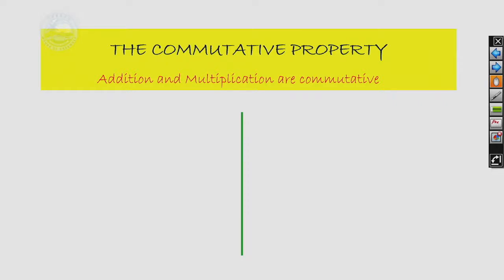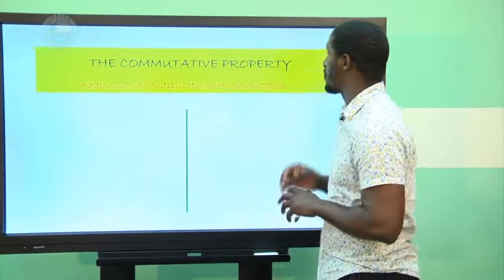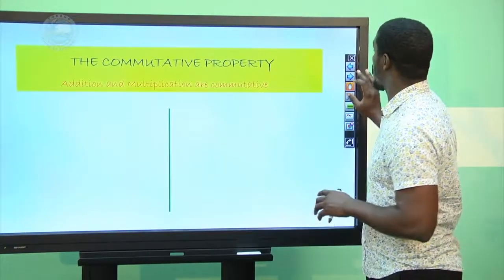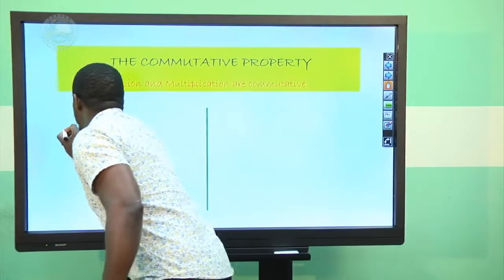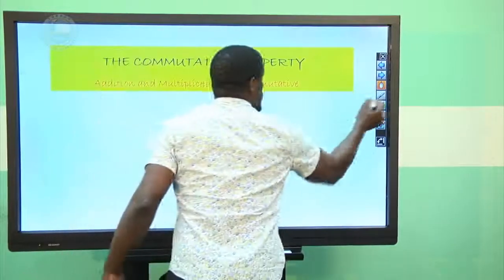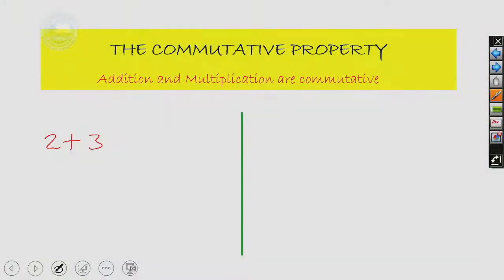Before we continue, let's just look at the commutative property. What the commutative property says is that addition and multiplication are commutative. When we say commutative, what does that mean? Look here. What if we had 2 plus 3 plus 5? What would that give us? 2 plus 3 is 5. 5 plus 5 is going to give me 10.